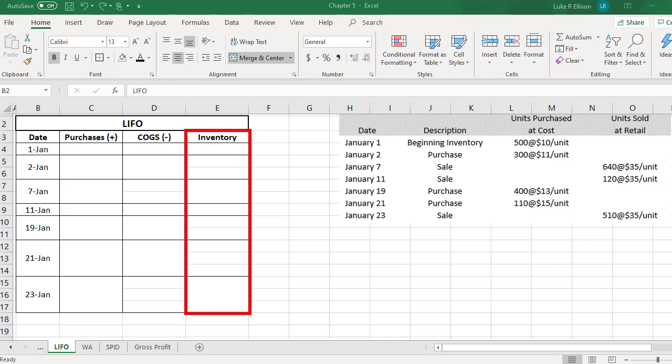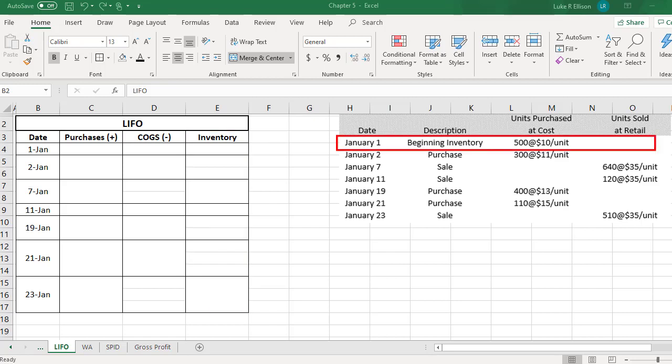Our first piece of information is from January 1st. The company had 500 units of inventory, which they had previously purchased at $10 each. Since these units are part of beginning inventory, we can place them in the inventory column. Now, some instructors will have you calculate the inventory balance at this stage, taking 500 times $10. But in this video, I'm going to wait until the end to do any calculations.